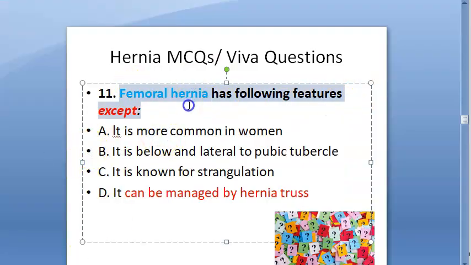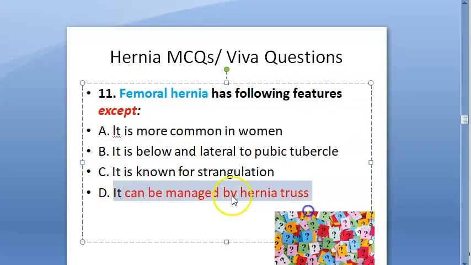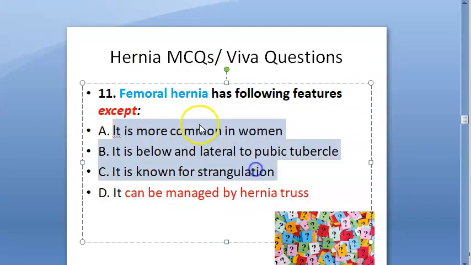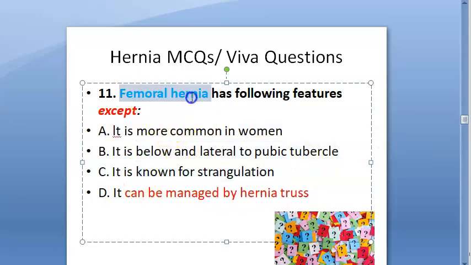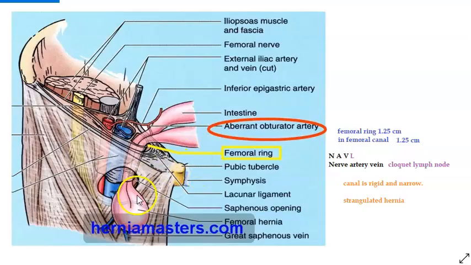Femoral hernia has following features except. The answer is already marked, but look at the correct ones. It is common in women. It is below and lateral to pubic tubercle. It's known for strangulation. Femoral hernia, you have read this. So you remember that the femoral hernia is more prone to strangulation. It's lateral and below the pubic tubercle, which is shown here. So it is below and lateral to the pubic tubercle.